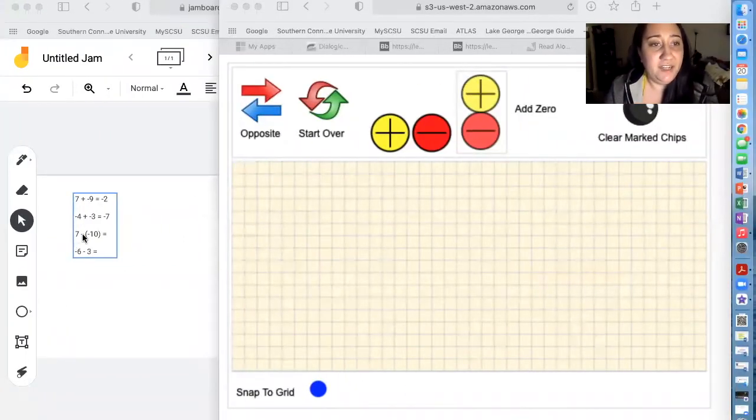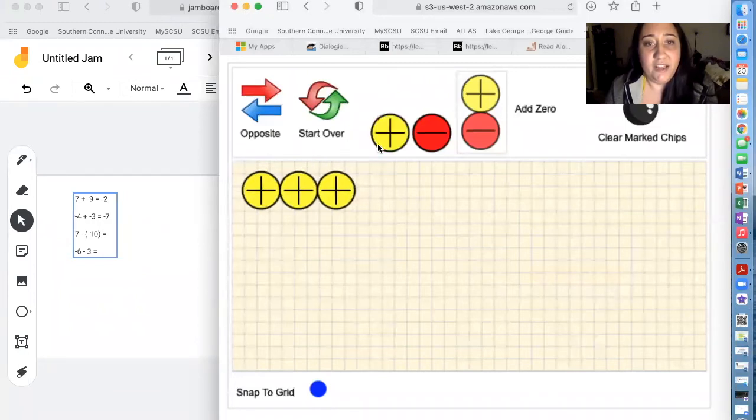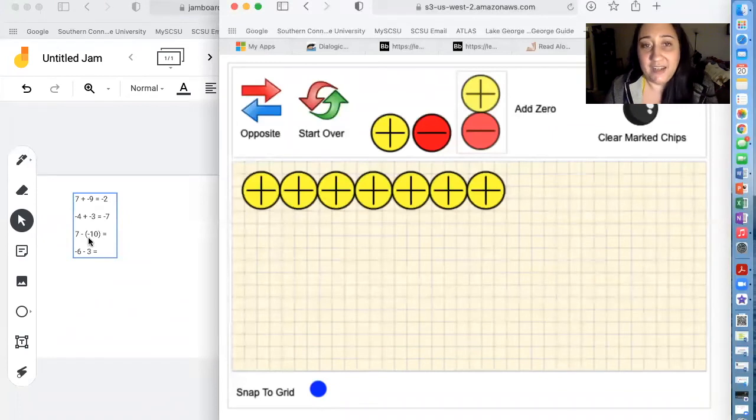We have 7 minus -10. The -10 was put in parentheses so that you don't mix up the minus sign and the negative sign on this number. And we need to figure out what that equals. So we're going to start with our positive 7. I'm going to put 7 positive chips, which we know is our yellow.